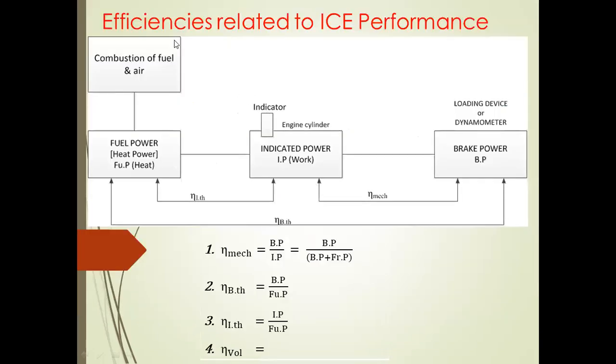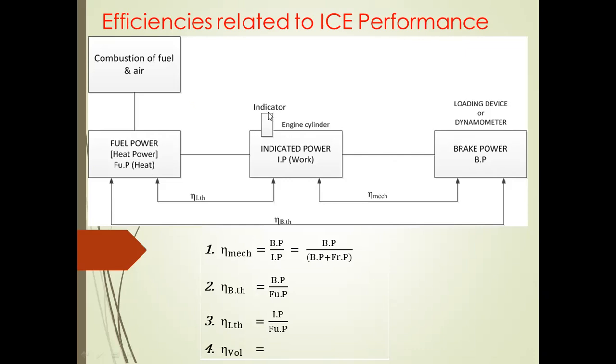From this slide, we can discuss the efficiencies related to IC engine performance. You can see this flow chart. The first condition is the combustion of the fuel, with air entering the combustion chamber. First we get the fuel power, and from the fuel power we get the indicated power.